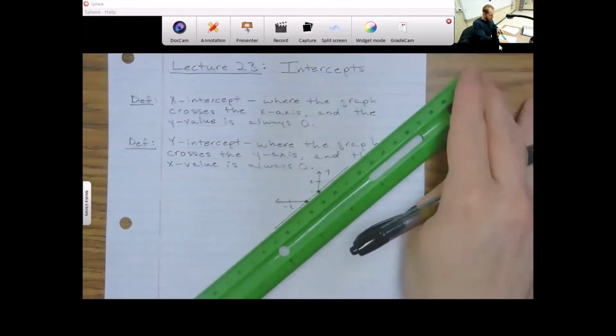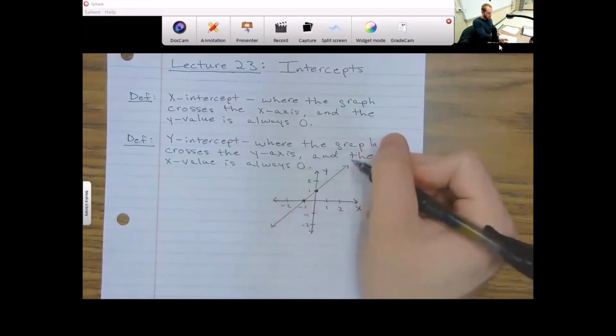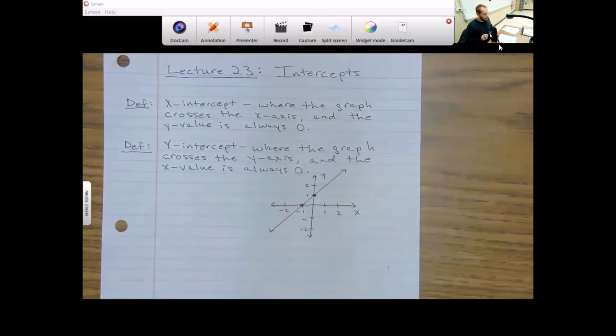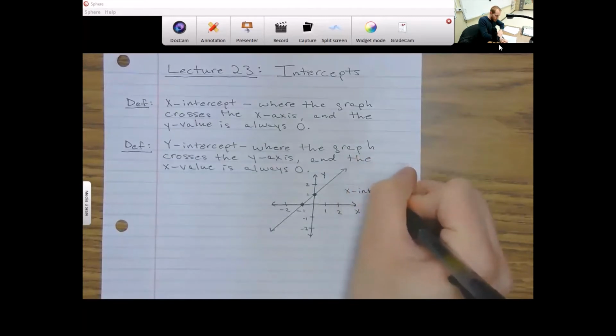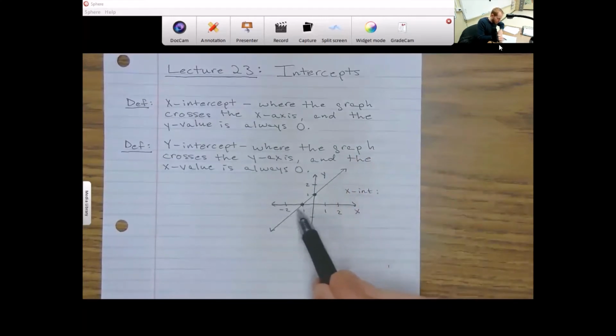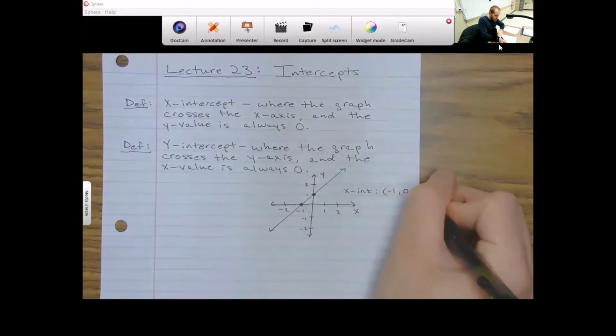And then I put my arrows down. So arrow here, arrow here. Awesome. So I drew my line, and my question to you is, where does it cross the x-axis? That's going to be called my x-intercept. So the x-intercept is going to be what? Well, it crosses the x-axis at -1. So my x-intercept is going to be (-1, 0).